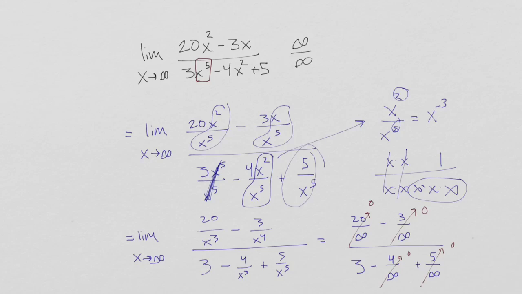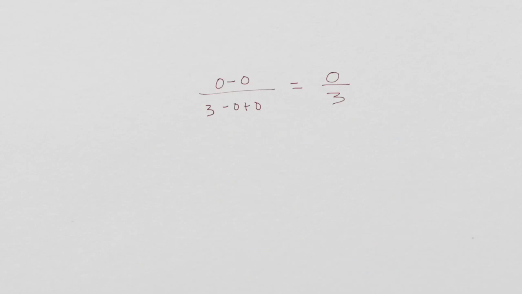We end up with 0 minus 0 all over 3 minus 0 plus 0, which is equal to 0 divided by 3, which is not an indeterminate form. It exists, and the answer is 0. So this would be an example of a horizontal asymptote at 0. Graphically, I don't know what that function looked like, but I do know that as we go way out here to positive infinity, the function will be approaching 0.